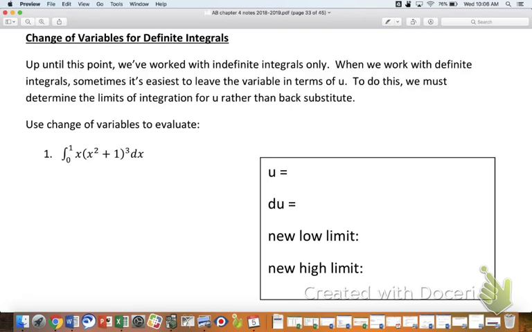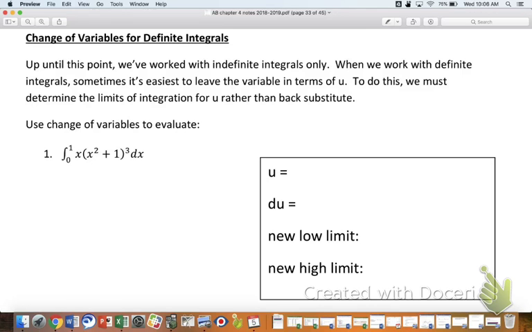Now the question becomes, what if it's a definite integral? What if there are limits of integration, right? Like in this case, number 1 here, it's from 0 to 1. What could we do with that? Is there a way to navigate this more efficiently? And I think there is. So again, we're going to look at how you change the variables for definite integrals.